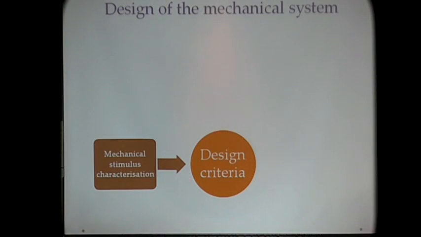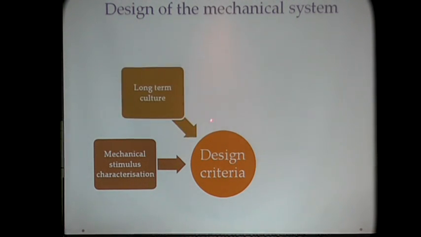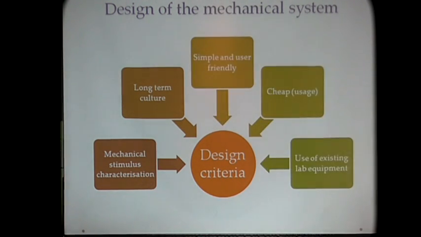So the design criteria for my bioreactor is that the mechanical stimulus should be characterized so that I know what kind of forces apply to my cells. It should enable long-term culture, be easy to use, cheap, and it should enable the use of existing lab equipment.